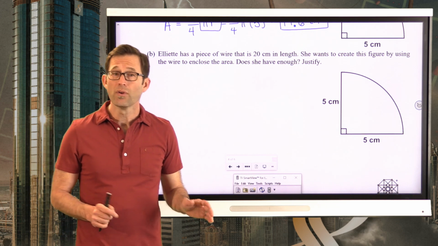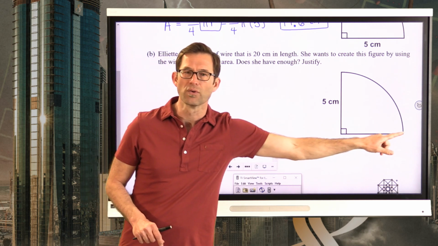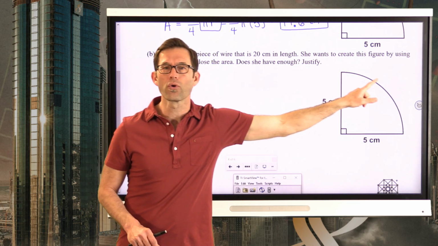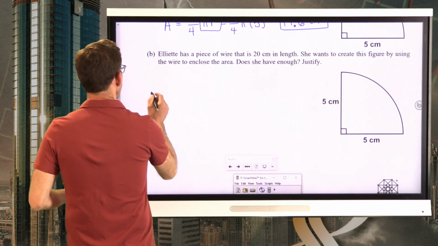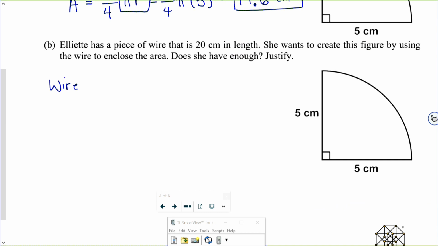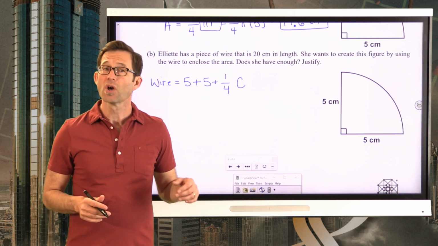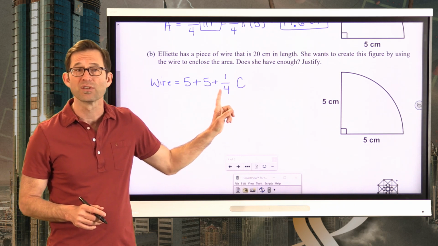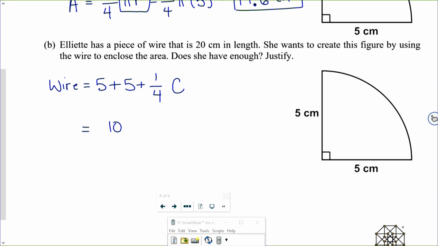Well, in order to do that, she needs 10 centimeters at least just for here. But then she needs 1/4 of the circumference of a circle here. So what she's going to need, the wire, let's see if we can write it all out. She's going to need that 5 centimeters plus another 5 centimeters plus 1/4 of the circumference. Let me write it like that at first, and then we'll deal with what the circumference is in a second. So maybe I'll add the 5 and the 5 and get 10.